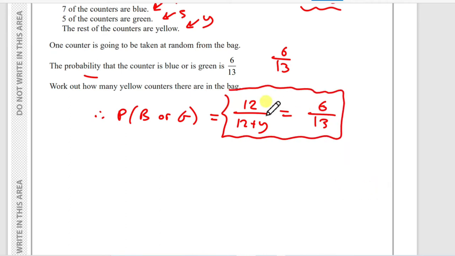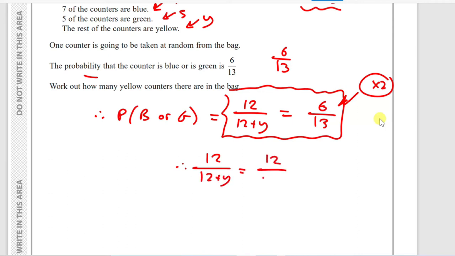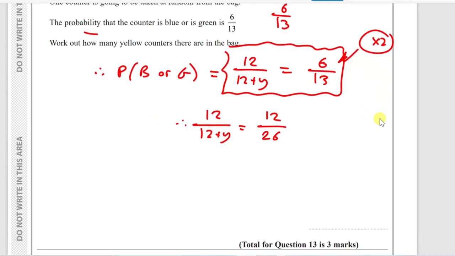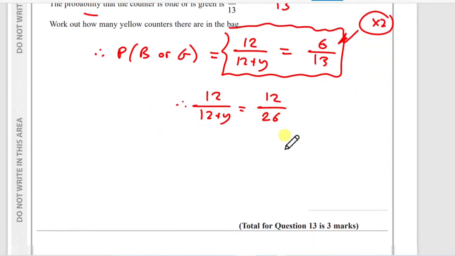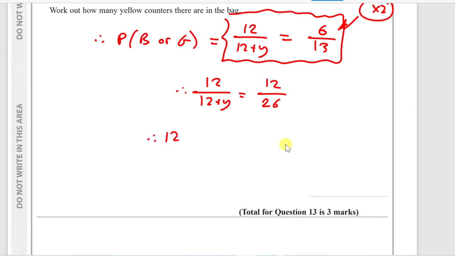So look at the top lines. Let's try and create the same values, 12 at the top and 6 at the top. All we've got to do is double this value, because it's a fraction, you can do that. You can times up and down by 2 to get 12 over 26. So this means 12 over 12 plus y must equal 12 over 26. And now this tells us straight away that the bottom value, 12 plus y, has to equal 26. So, therefore, 12 plus y must equal 26.